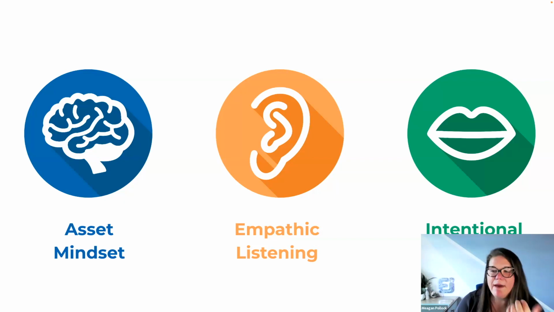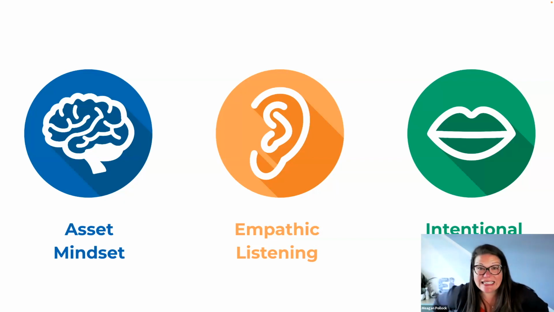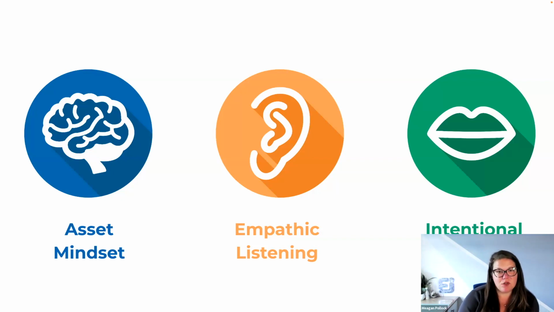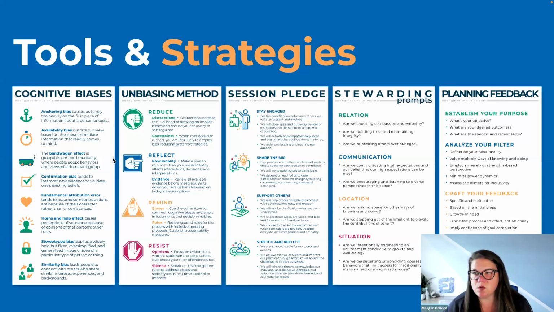Okay, so to recap, what we've talked about today are 3 different kinds of skills and practices that we can better employ to create more connection and inclusion within the tenure process. So we talked about asset mindset, empathic listening, and intentional feedback. And so what I want us to do for our last bit of time is to review all of the different tools and strategies that you have gathered from this series. We talked about the cognitive biases and the unbiasing method in the first session, as well as the session pledge. You were introduced to that. In the second workshop, you have the stewarding prompts, and then the planning your feedback tool is today's.